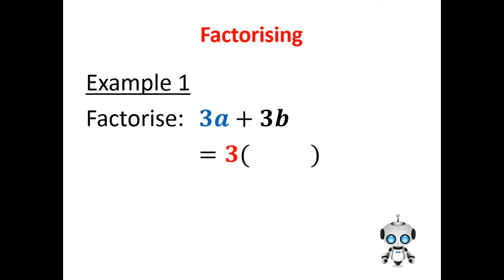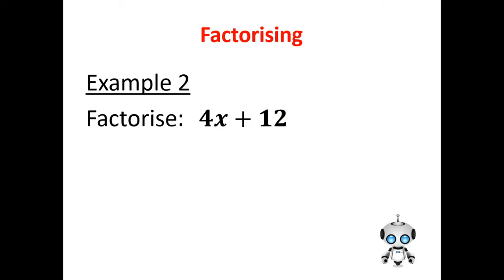The first part of the expression is 3a, so we're going to think of 3 multiplied by something has to give us 3a. Well, it has to be an a. We see a plus sign, so we put down a plus. And the second part of the expression is 3b, so once again we say 3 multiplied by something gives 3b, it has to be a b. So our final expression is 3 bracket a plus b.